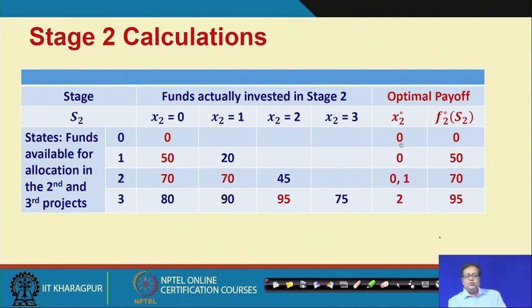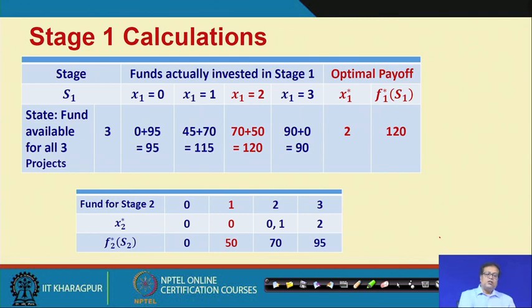Optimal values, if x 2 equal to 0, optimal value is 0. If you have 1 available, the optimal x 2 star is 0 and the return is 50: do not invest anything, put that 1 in the third stage and get a profit of 50. If you have 2, then either invest 0 or 1, you get a return of 70. If the total is 3, then you invest 2 here and 1 you invest at the third stage and get a total optimal payoff of 95. That is the stage 2 calculations.